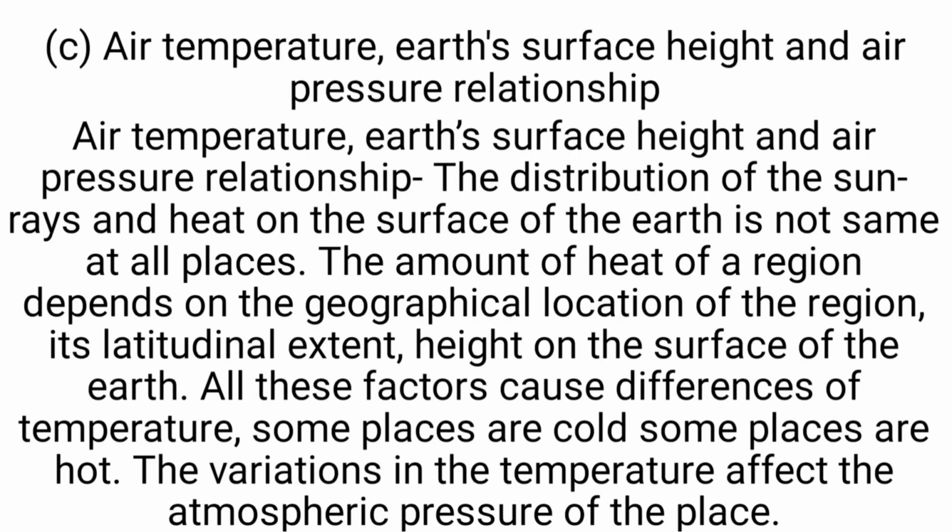C. Air temperature, earth surface height and air pressure relationship. The distribution of the sun's rays and heat on the surface of the earth is not the same at all places. The amount of heat of a region depends on the geographical location of the region, its latitudinal extent, and height on the surface of the earth. All these factors cause difference of temperature. Some places are cold, some places are hot. The variation in the temperature affects the atmospheric pressure of the place.